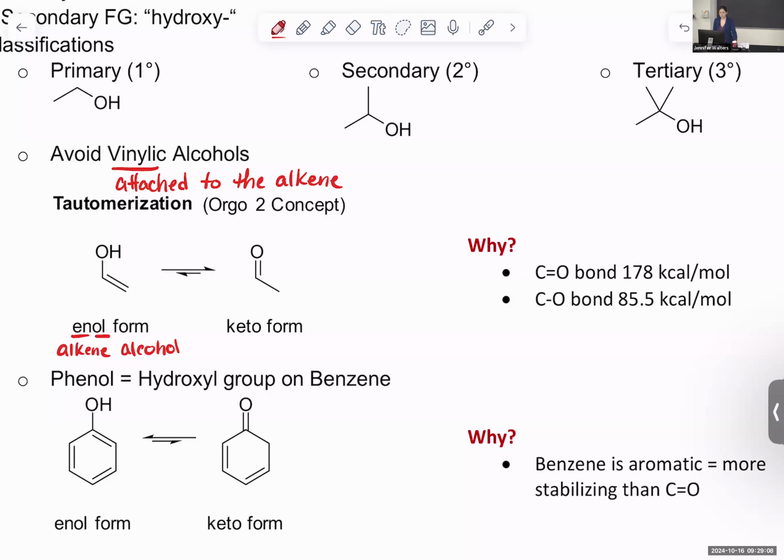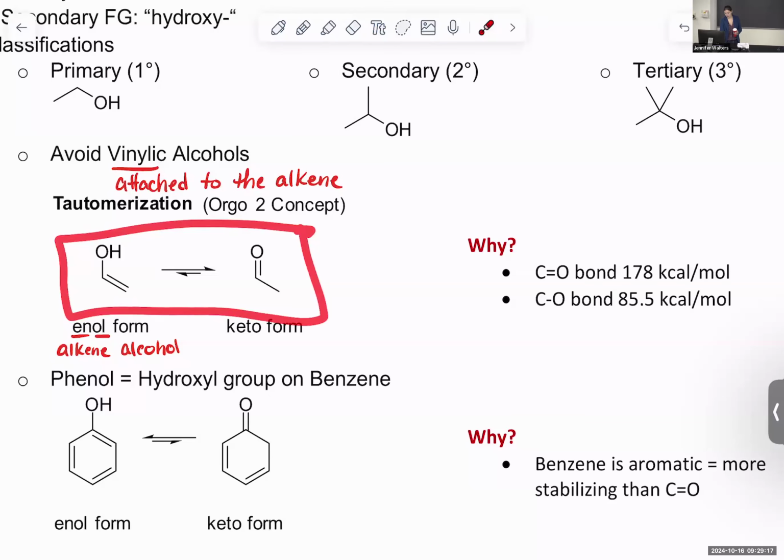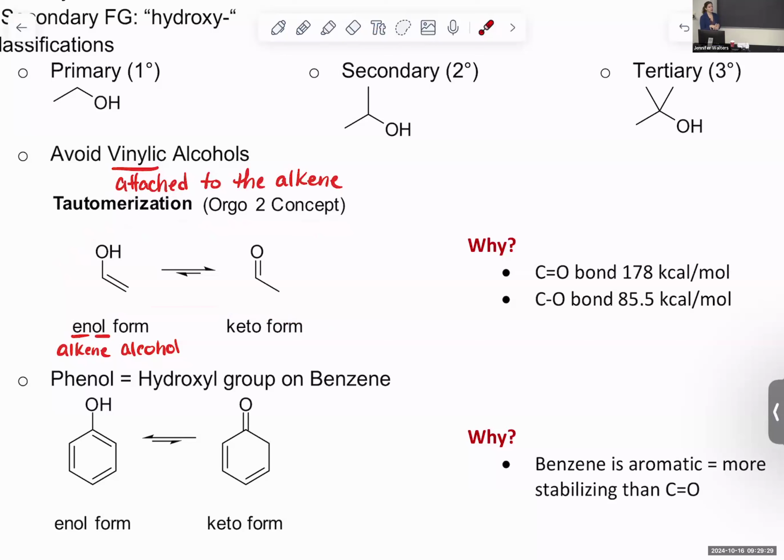So it is an enol, meaning that there's an alcohol directly attached to that alkene. By the way, you're going to spend like 3 months of Orgo 2 looking at this. In Orgo 2, you're going to have a lot of tautomerization, which is the process of going between your enol form, where you have the alcohol attached to the alkene, and your keto form, which is where you have the carbonyl. So the carbonyl is going to be the preferred form in general.